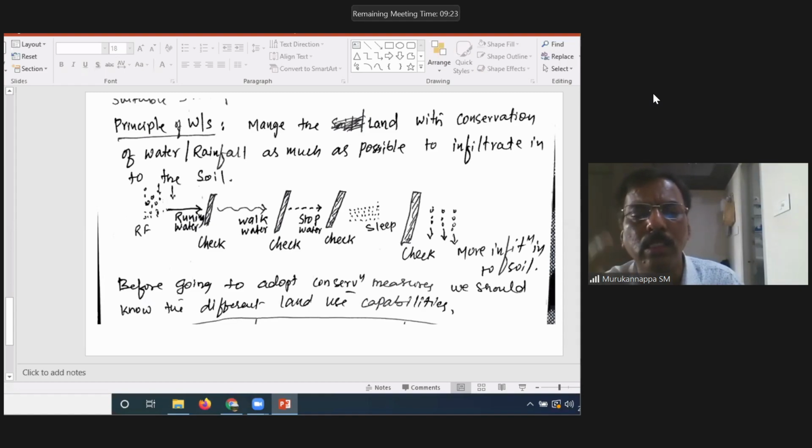If you make different bifurcation, then it is easy to go for adapting the different conservational measures.